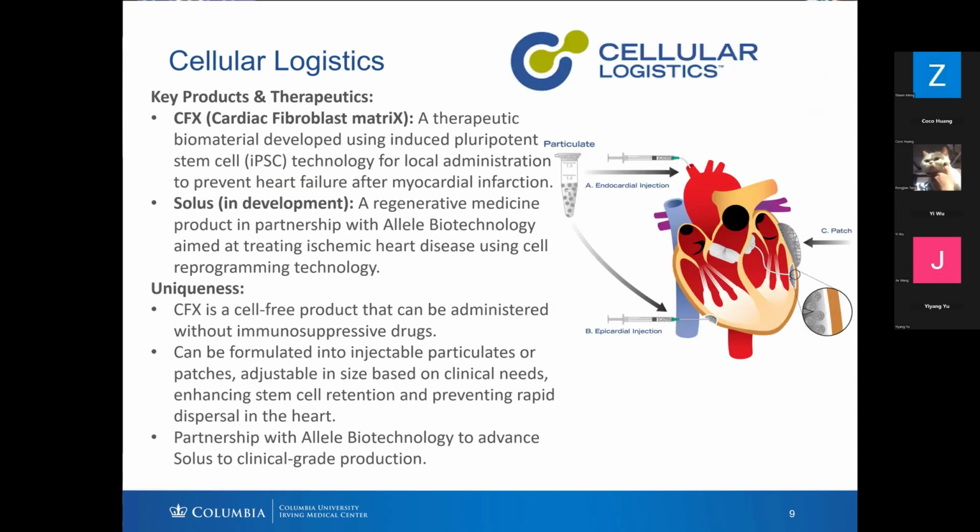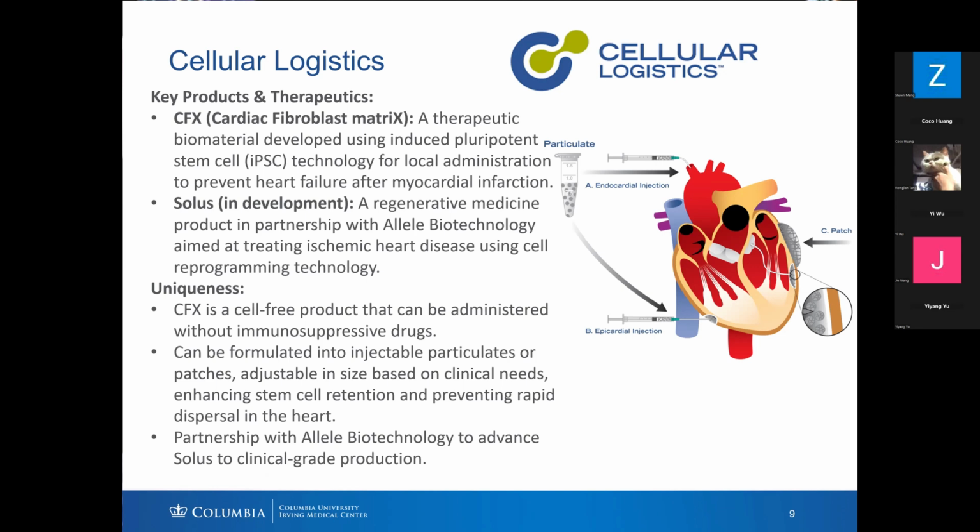Next company I'm going to talk about is Cellular Logistics. Cellular Logistics is an innovative biotech company based in Madison, Wisconsin, specializing in the development of advanced biomaterials for cardiac care. And so, ding, ding, ding, this actually connects very nicely to what Wei was talking about, right? Because their flagship product is called CFX, or cardiac fibroblast matrix, and is literally designed to address the need for a regenerative healing solution after having a heart attack.